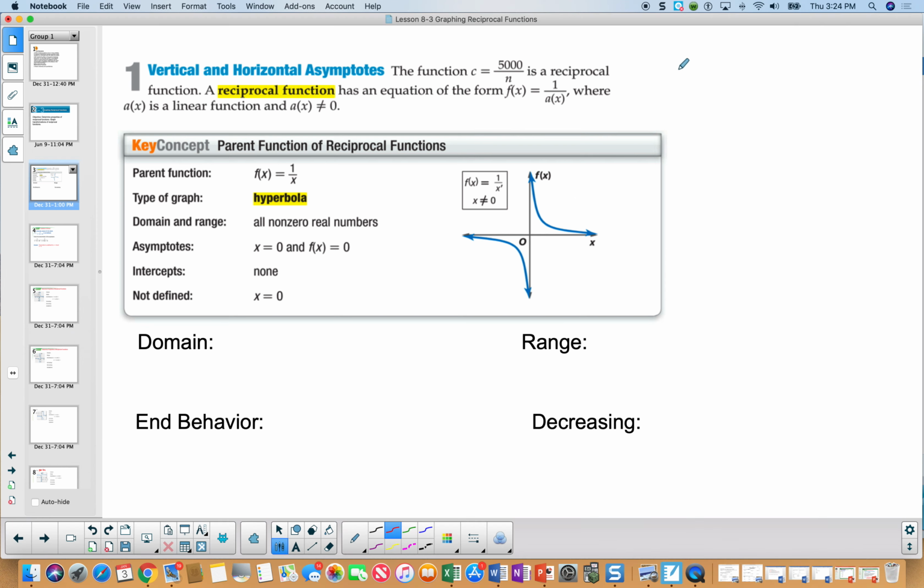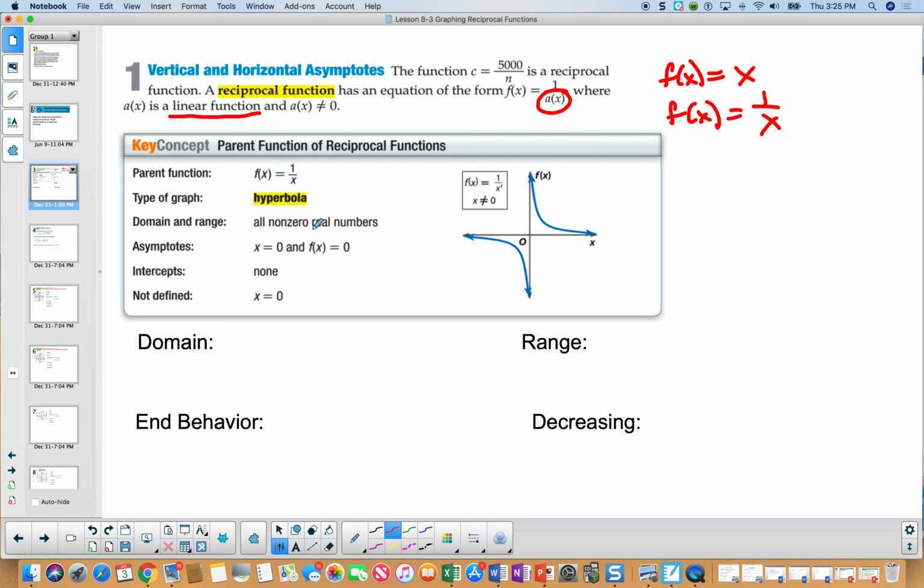Let's take a look at a parent called f of x equal to x. Now, the reciprocal function is a function of this form: f of x is equal to the reciprocal, 1 over x. Now, this actually could be not just x, but any linear function. We always have to write this disclaimer that a of x cannot equal 0, because then we have an undefined situation. But this particular parent, this very simple reciprocal function, 1 over x, has this type of graph, and it's known as a hyperbola.